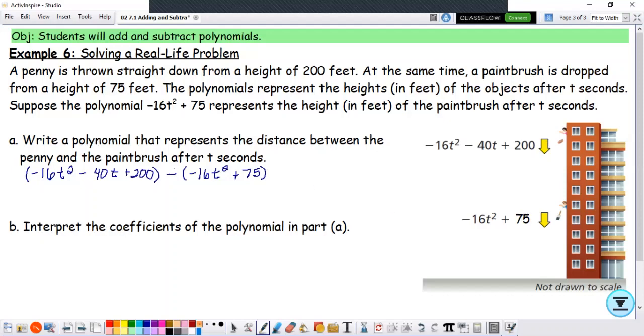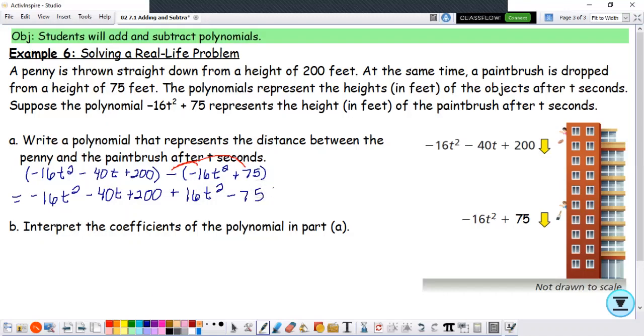Keep in mind, when we subtract polynomials, you want to distribute this subtraction. So let's rewrite this, distributing that subtraction. Negative 16t squared minus 40t plus 200. Negative times negative becomes a plus 16t squared. Negative times a positive, minus 75.